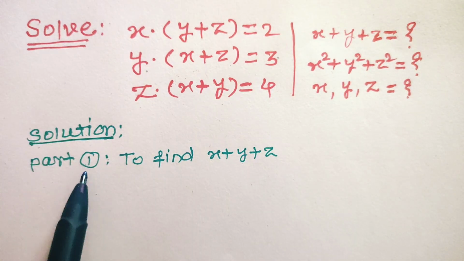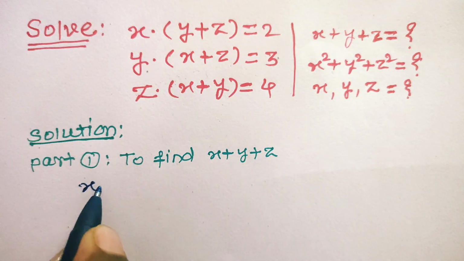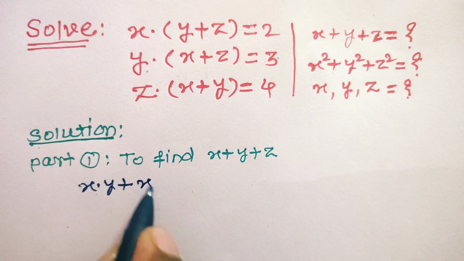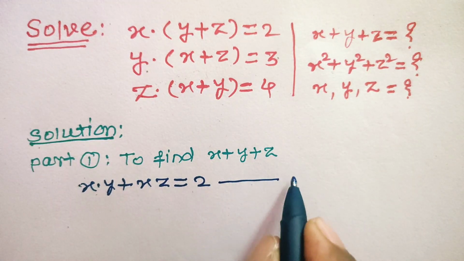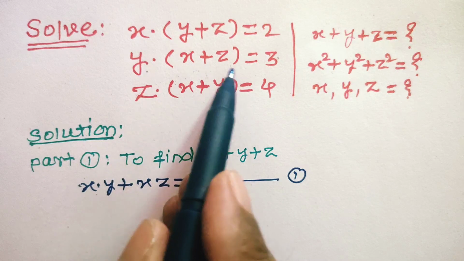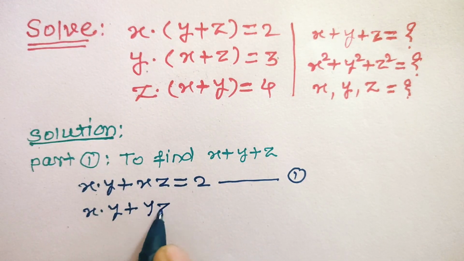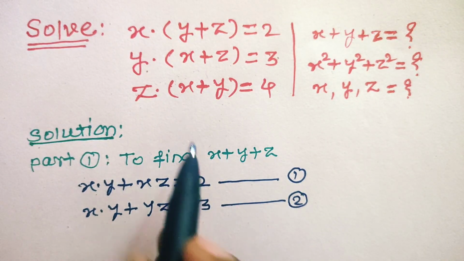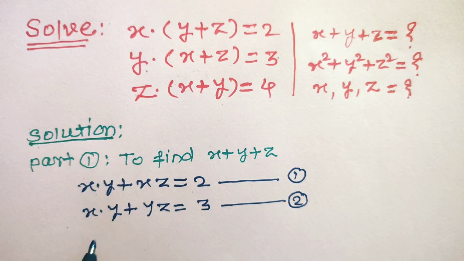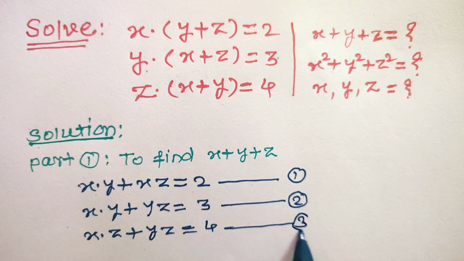Solution, Part 1. Multiplying by x with this bracket, xy + xz = 2. Consider this as equation number 1. Then multiply this bracket by y: xy + yz = 3. This is equation number 2. Then multiply this bracket by z, so xz + yz = 4. This is equation number 3.